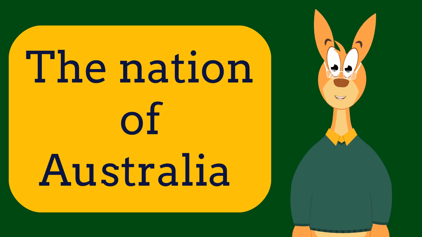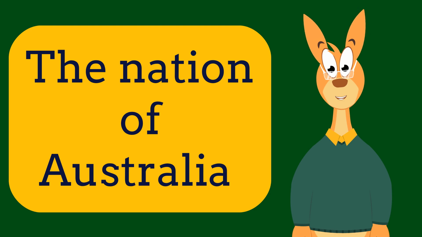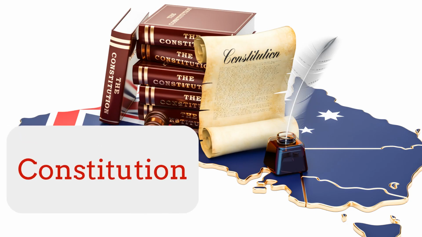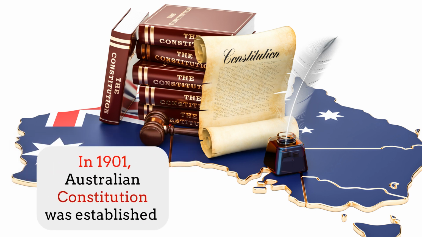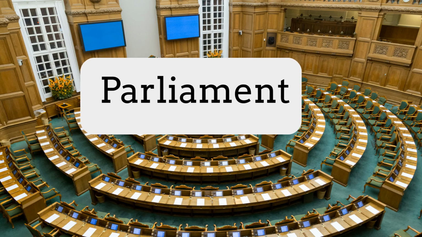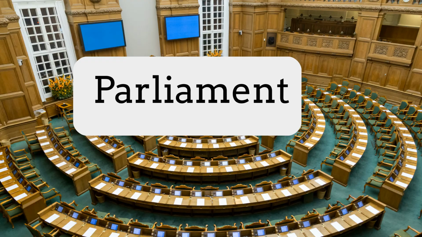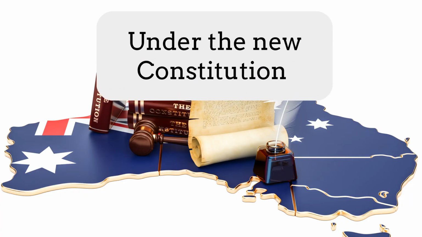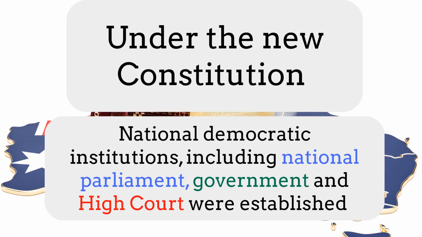The nation of Australia. In 1901, separate colonies were united into a federation of states called the Commonwealth of Australia. The Australian Constitution was established. Under the new constitution, national democratic institutions, including national parliament, government and high court, were established.